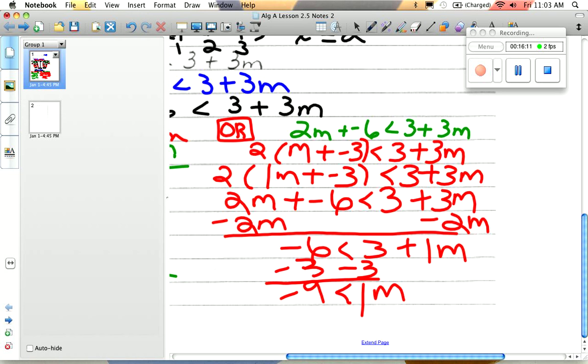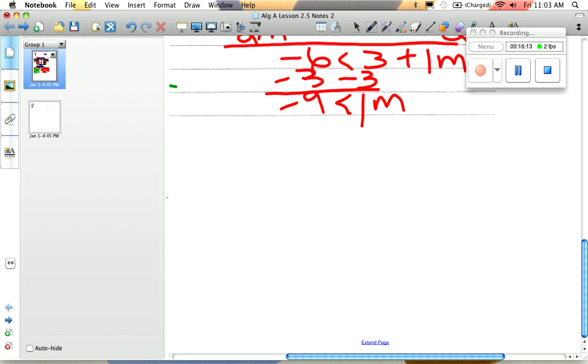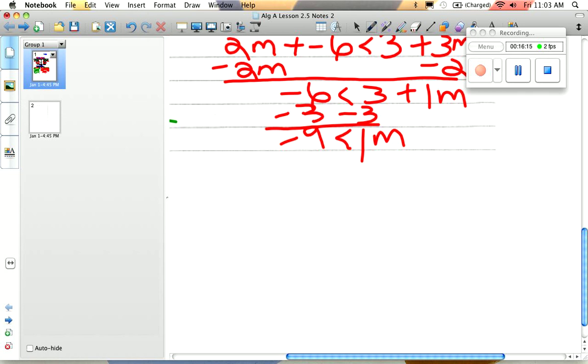Let me extend the page for you, so you get some more room there. There you go. You can just write down on that white space.